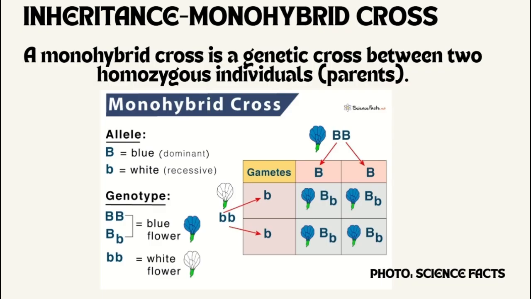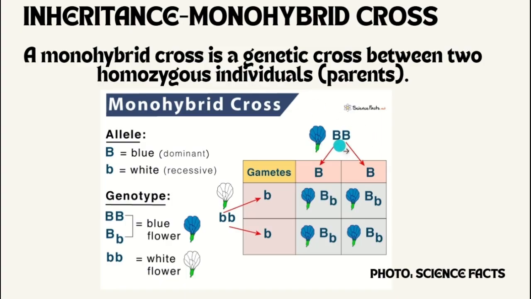In a monohybrid cross, it's a genetic cross, right? This is how we can predict the next generation. It's a genetic cross between two homozygous individuals. Remember what we said homozygous meant, they must have the same thing. Now in this diagram, this will be the F1 generation, meaning the first generation. If the parent had a child, this would be the first generation afterwards. The offspring is the first generation.